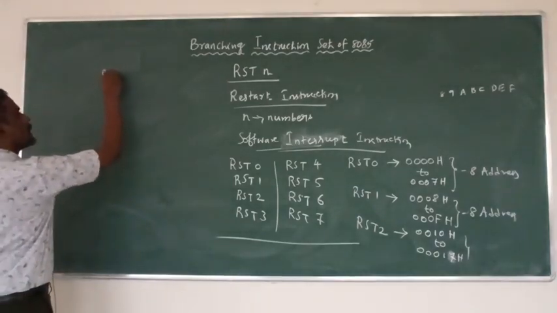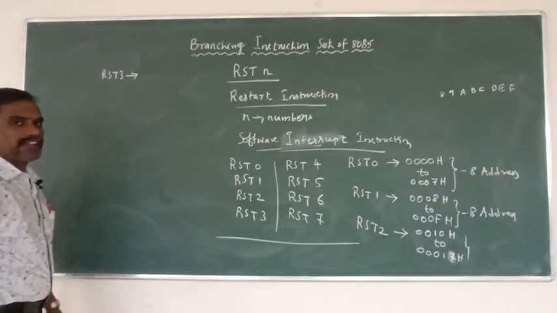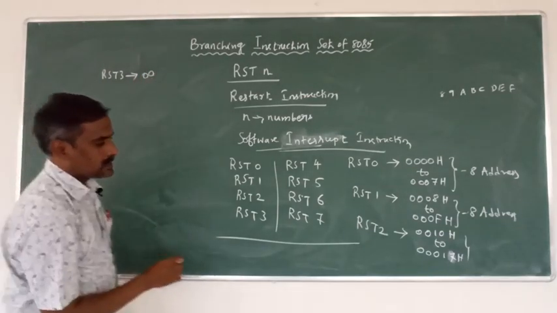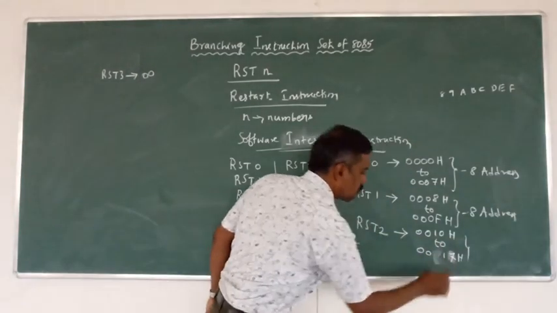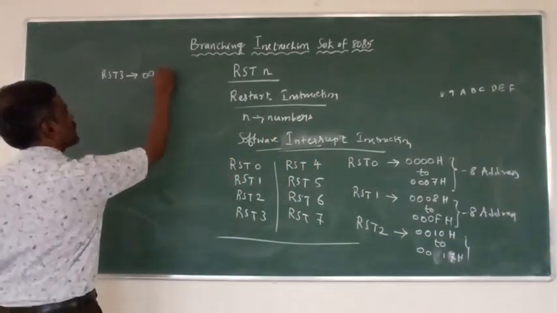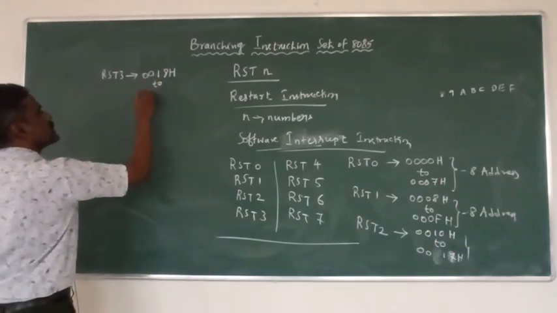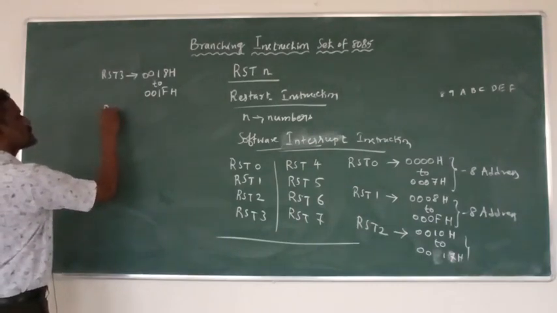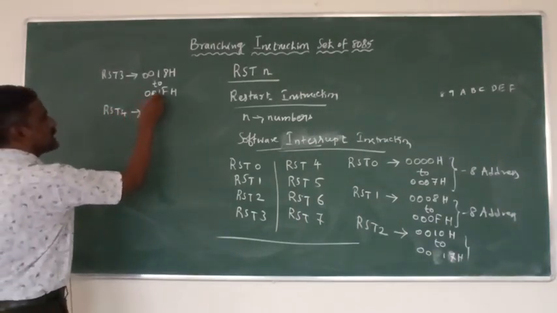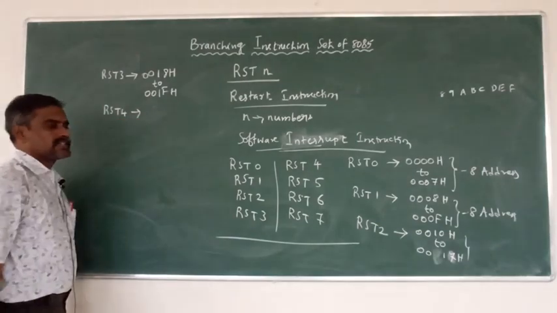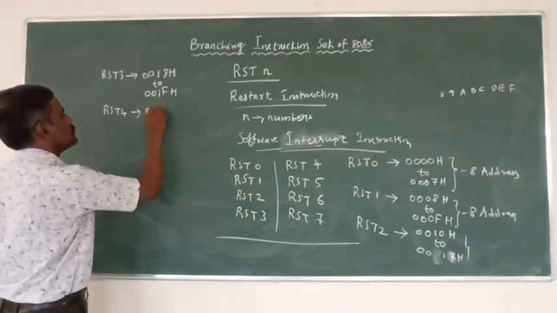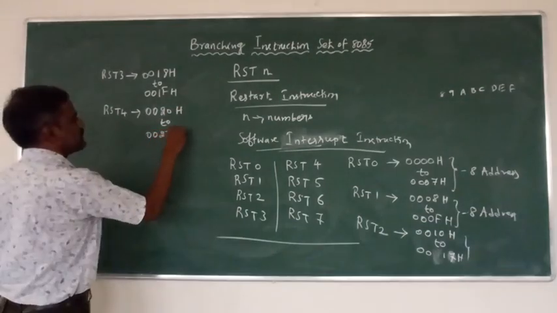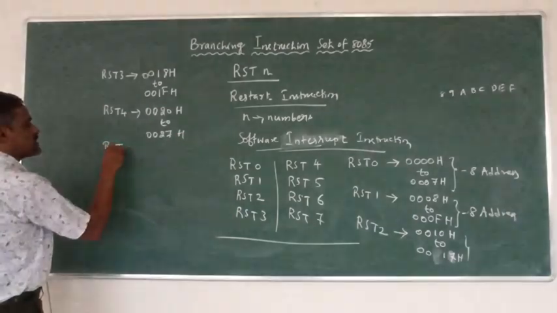RST3 also consists of 8 address locations, starting from 0018H to 001FH. This is for RST3. And RST4, starting from the next address location, also consists of 8: 0020H to 0027H. Next, RST5.